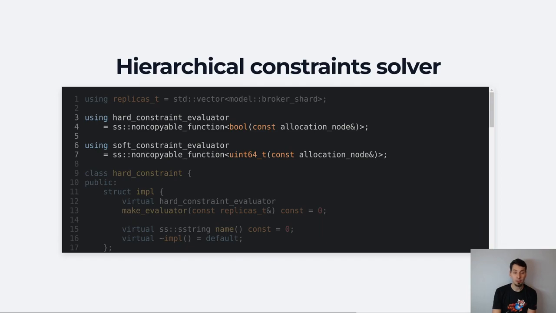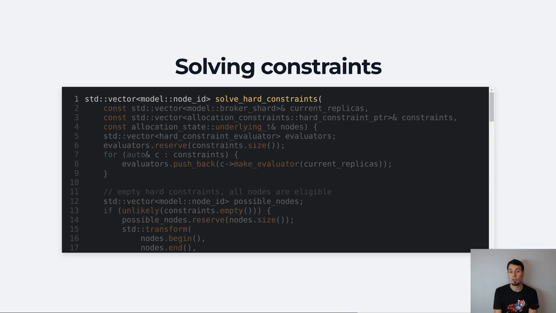Hard constraints define if a node is eligible to host a partition, whereas soft constraints express a preference of a replica to be placed on a particular node. So the higher the score returned by the soft constraint evaluator, the higher the preference. The constraint interface makes it easy to solve them with a greedy algorithm.